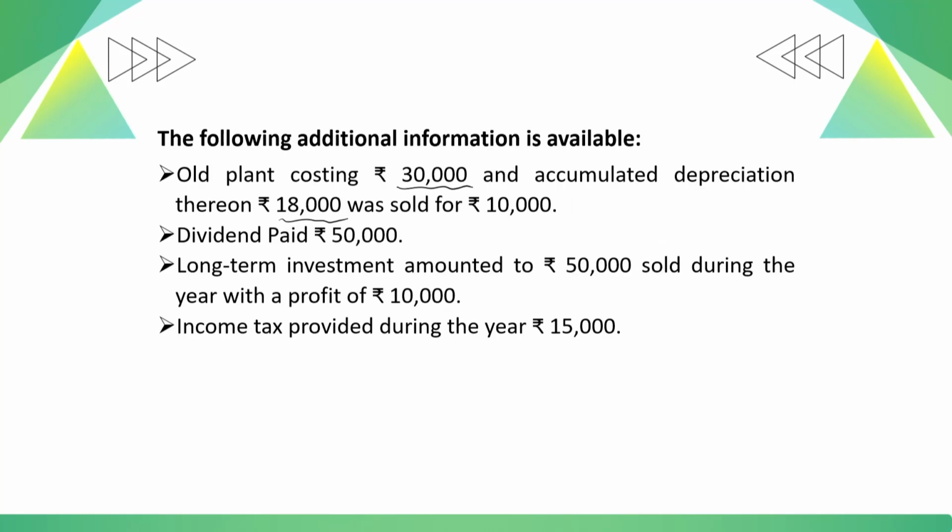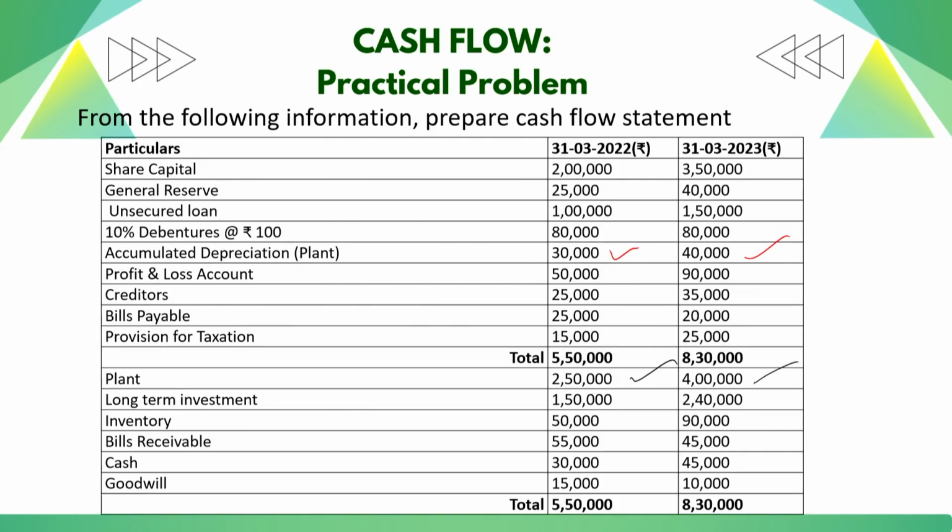Moving to the next adjustment, that is with regards to dividend. That is a single adjustment given in the question, but there is another amount related to long term investments. So I am preparing the long term investment account in the series, and long term investment in the question is given as 1,50,000 in the opening, and the closing investments are 2,40,000.